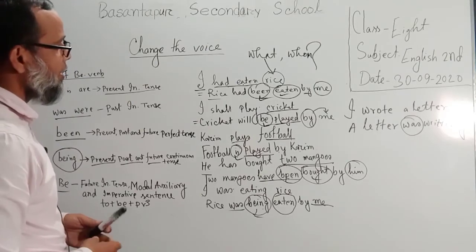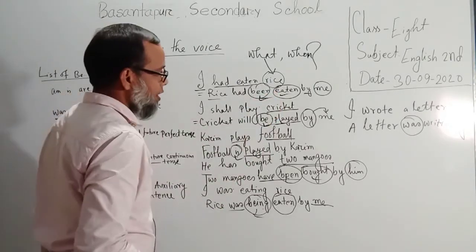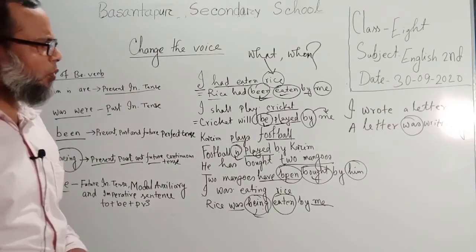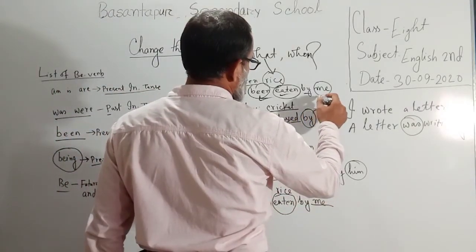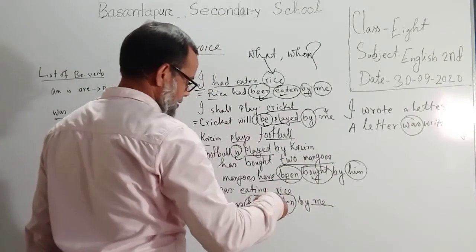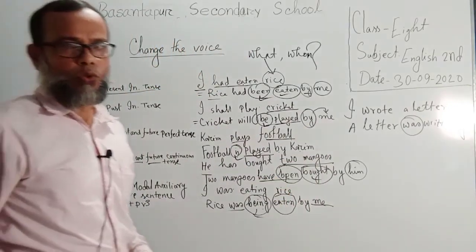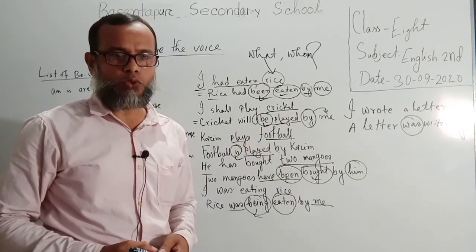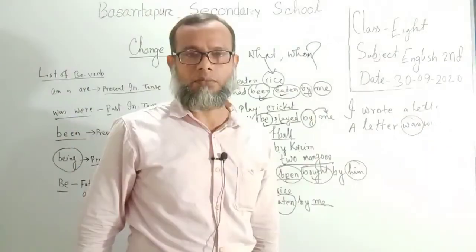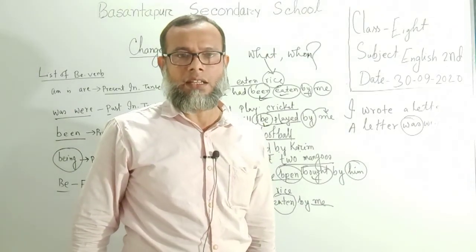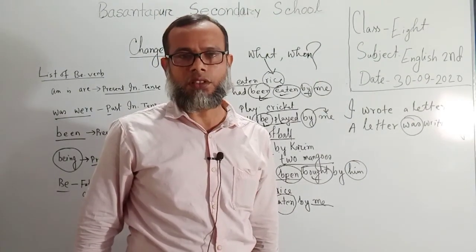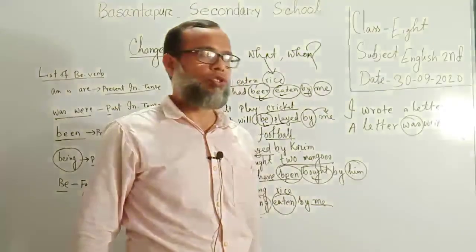Dear students, I hope you have understood how to find the object and how to use the be verb before the past participle form. I have also noticed that by is used as the preposition in these sentences. But we cannot use by all the time. We can use to, at, in, with. For example, known to, pleased with, satisfied with. In this way, the preposition may vary.